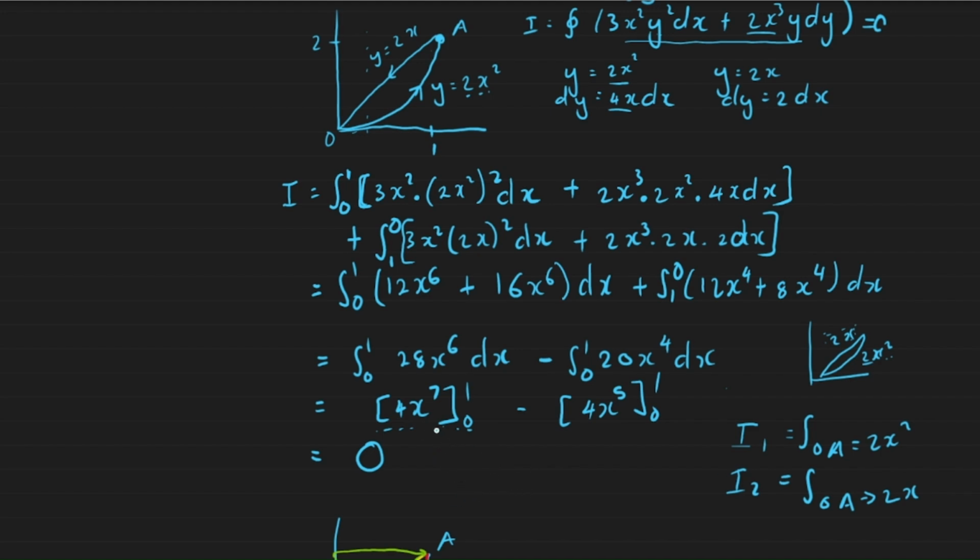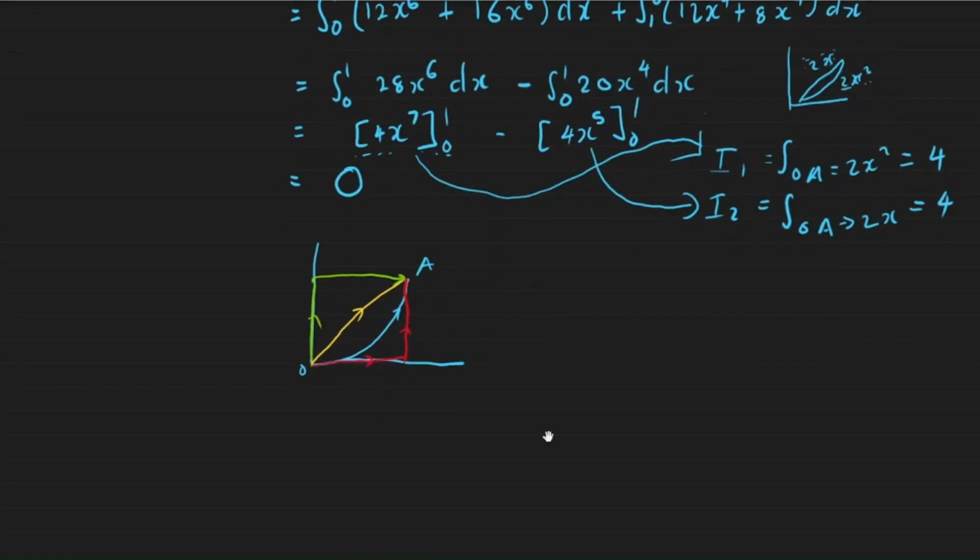So it's drawn as an arrow there. That term corresponds to the integral I1, and we saw that it's equal to 4. And this corresponds to the integral I2. We're going along y is equal to 2x, and that's also equal to 4. So regardless of how we get from O to A, we'll get the same value of the integral. There are two important points that have come out from this video.